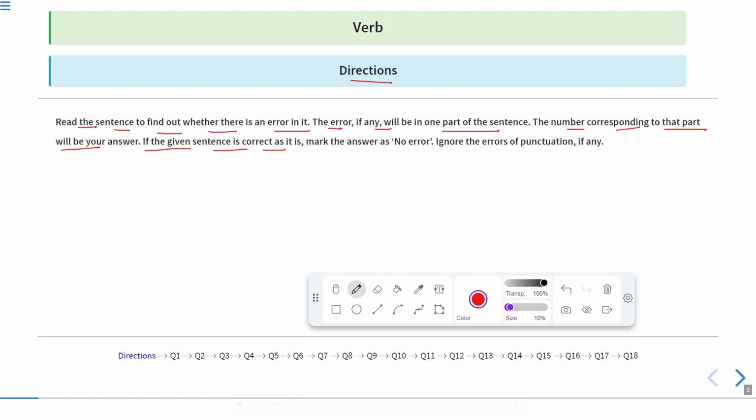If the given sentence is correct as it is, it is also possible the entire sentence is of course correct. In that case, we have to mark our answer as no error. Now ignore the errors of punctuation, if any. Also, we know well that these are the spotting errors which are based on the chapter verb. Well, we'll see the question, we'll see the answer, and also we'll analyze it in detail with the complete explanation of why there is an error in the sentence. Okay, so let's start doing the questions.